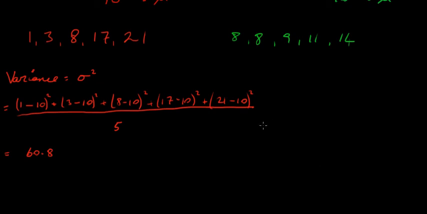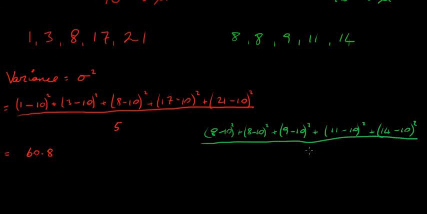Now I'm going to need to move down here. So let's say we have 8 minus 10, which we're going to square. We've got another 8 minus 10, which we're going to square. We've got 9 minus 10. We've got 11 minus 10. And finally we have 14 minus 10, which we're going to square. I'm going to divide all of this by 5. And when you do that, you get 5.2.